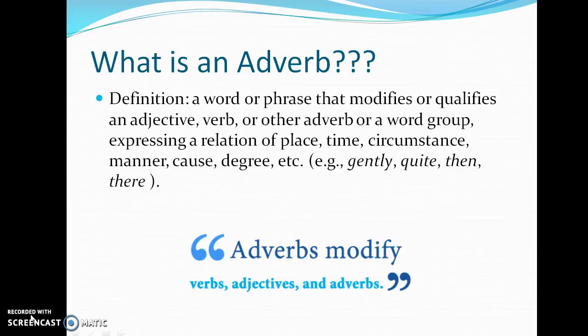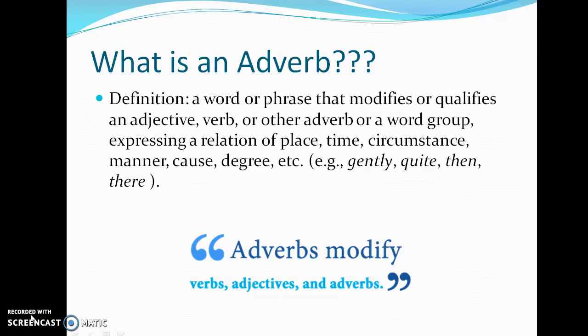So if you're a person who can memorize definitions, the definition for an adverb is a word or phrase that modifies or qualifies an adjective, verb, or other adverb or a word group, expressing a relation of place, time, circumstance, manner, cause, degree, etc. For example, gently, quiet, then, and there.